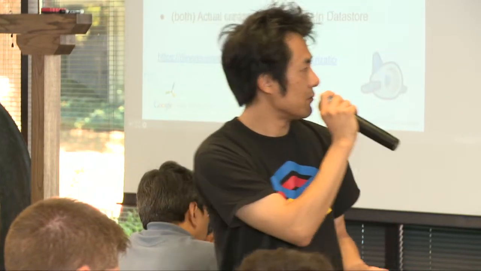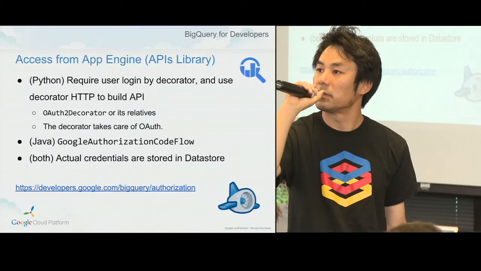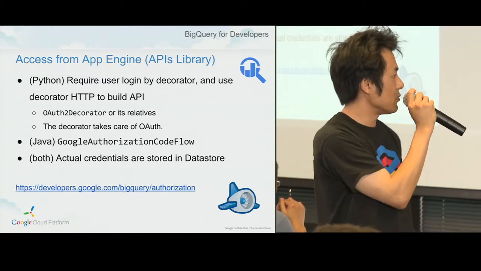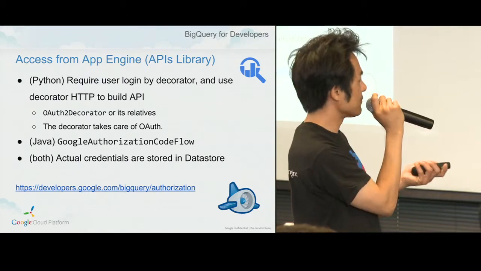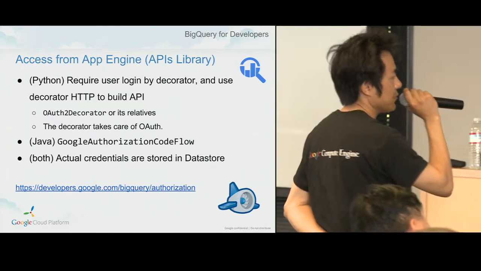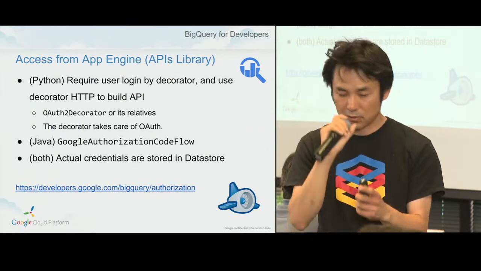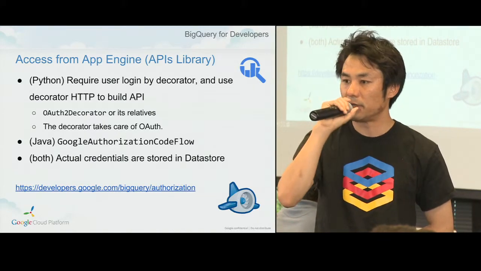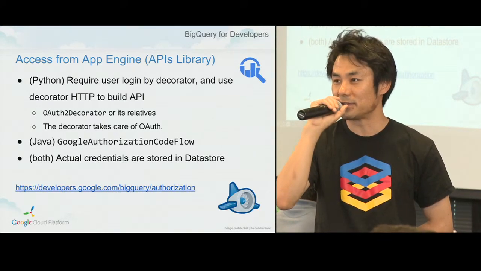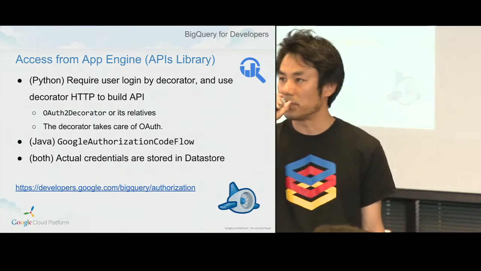And then from the code side, you can get a credential from the decorator. Actually, you can get HTTP, I think. But in Java, actually, Google authorization code flow. So this one is used. And for both languages, real credentials are stored in the datastore. So if you use these, and if you go to a datastore viewer, you may see some kinds you don't really know, which are used for these credentials.